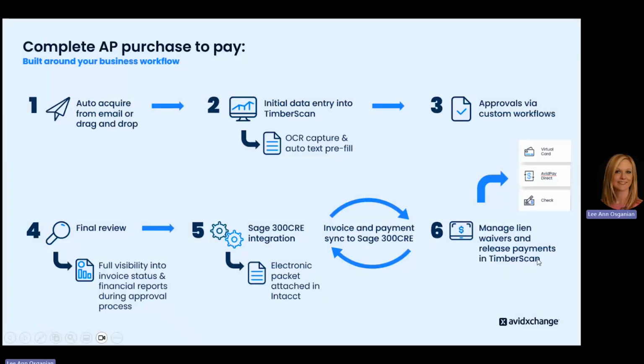So in Sage, once that invoice is available in Sage, that's when the payment process will take effect. So you can leverage the payment network to be able to pay your suppliers with either a virtual card, an ACH, Avid Pay Direct, or a physical check. And the system will let you know if you have any outstanding lien waivers before releasing that payment.